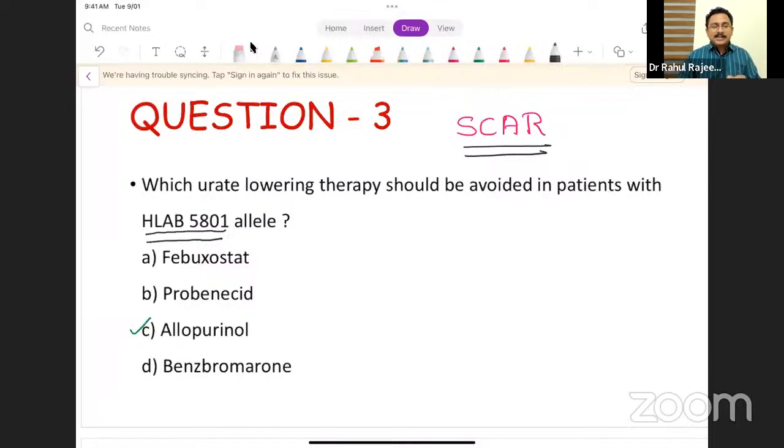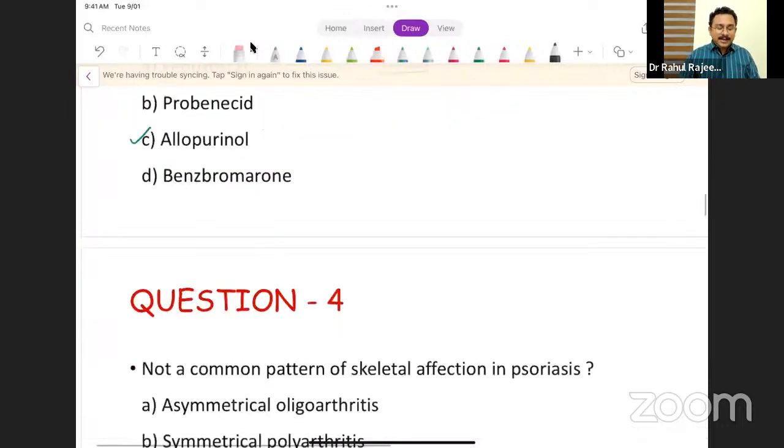So in such patients, and also in patients who are having chronic kidney disease, there is a high chance that the patients may develop SCAR. Okay, so I hope that is also clear. So the answer is option C here, allopurinol, because of the higher risk of allergic skin reactions.